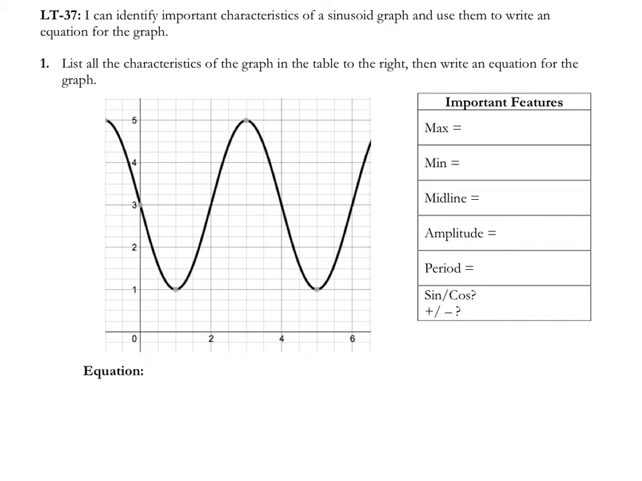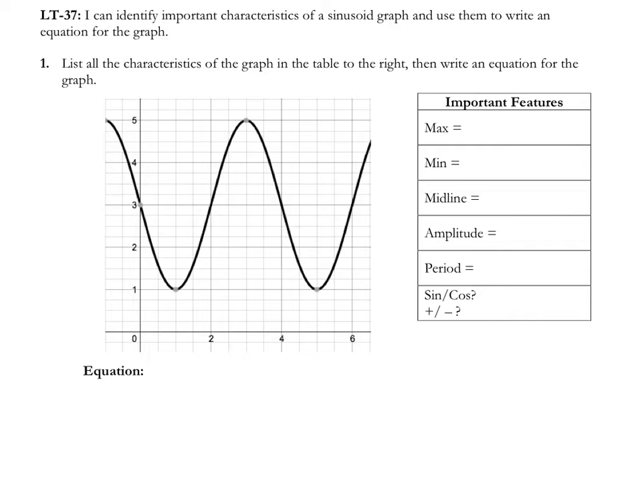Learning target 37 says I can identify important characteristics of a sinusoid graph and use them to write an equation for the graph. A sinusoid graph is a graph that makes this sort of wavy shape that we describe using a sine or a cosine function. The important characteristics are things like maximum, minimum, midline, amplitude, period, and so on. The goal of Learning Target 37 is to identify all these characteristics and then use them to come up with the equation.